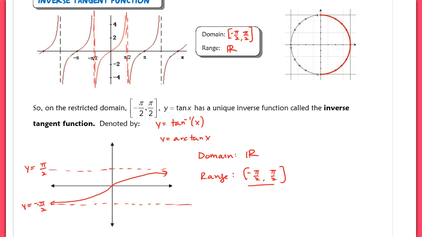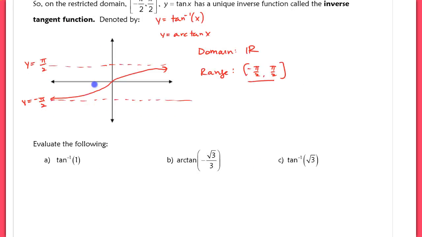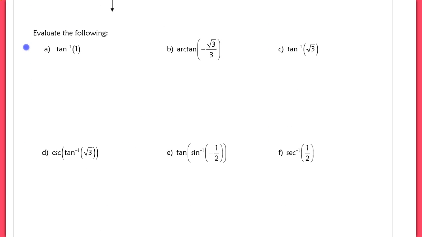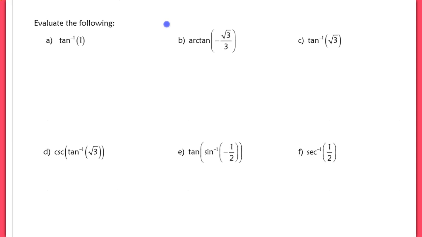So remember that when you are evaluating any inverse tangent function, those angle measures that you get as outputs should always fall between negative pi over 2 and pi over 2. So first and fourth quadrant. If it's in the fourth quadrant, make sure you're using values that are negative, like negative pi over 6, negative pi over 3, etc. So let's finish off the lesson here, evaluating a few inverse tangents.